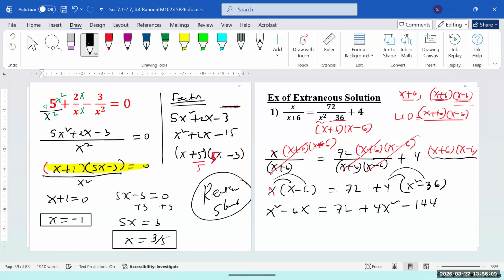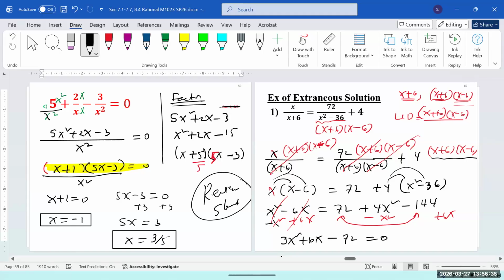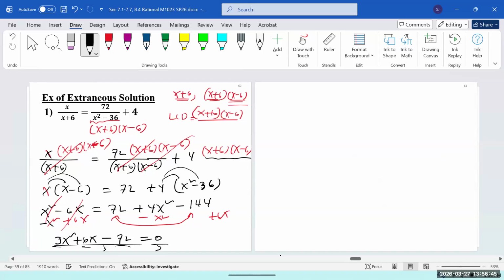And now this becomes a simple quadratic equation. So you bring everything to one side to factor. Subtract x squared, add 6x, and these are like terms we combine. So at the end, we get 3x squared plus 6x minus 72 equals 0. All of them have a GCF to factor out, or you can simply divide by 3. So you get x squared plus 2x. What is 72 divided by 3? 24, I remember.